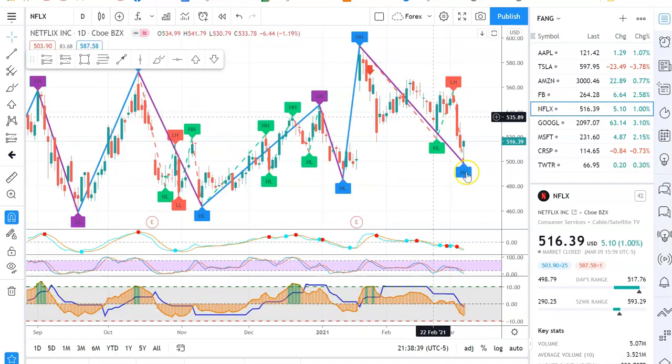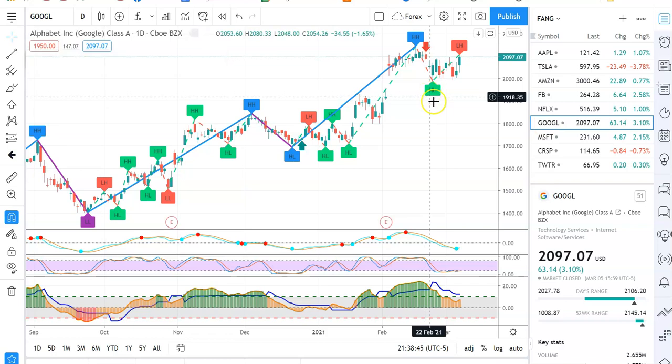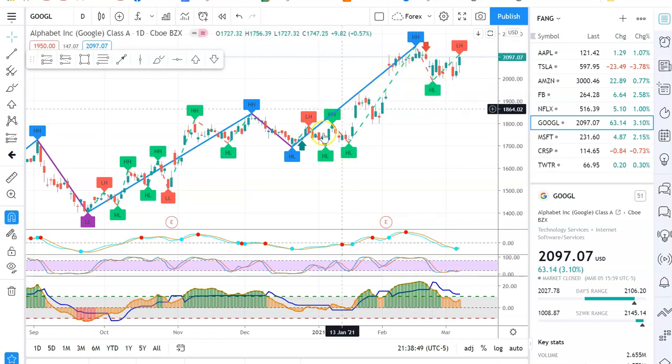Netflix, Zigzag seems to know what it's doing. Now, this is interesting. Google. We had Zigzag knew what it was doing here, and we had a long signal based on the RSI. And that was really nice. Short was profitable. And now it looks like you have a green zig.